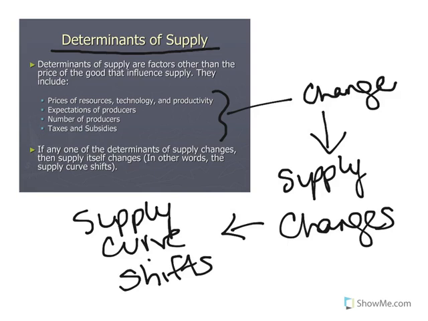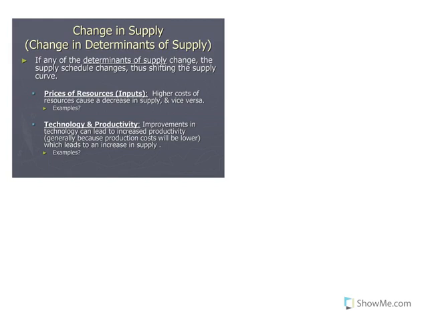So again, if any of these determinants of supply change, that means supply of the good or service will change, and graphically that means the supply curve will shift. So what I will do is walk you through a few examples so that we can see how, when the determinants of supply change, exactly how they are impacting the change in supply. So the first determinant of supply I will go over is simply the price of resources.